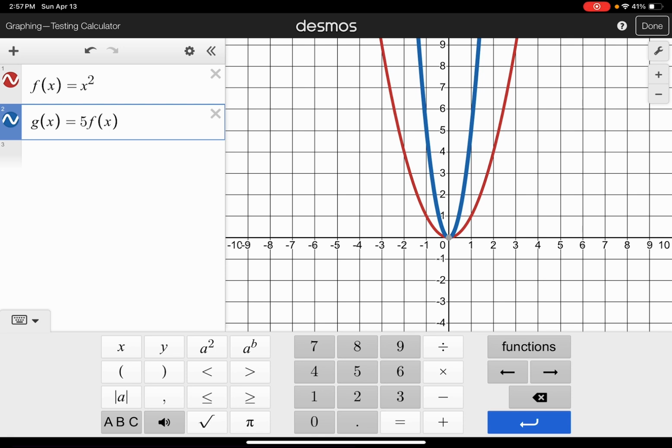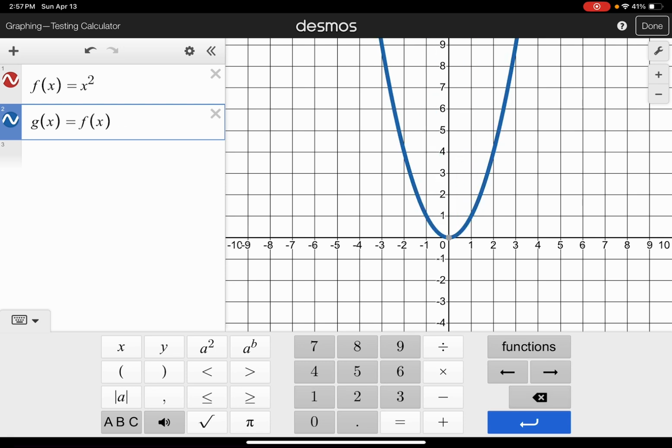So if you look at this picture here, my red graph is my original, but then my blue graph is my transformed graph. So instead of my graph getting wider, which we may think happens because that number is bigger than 1, our graph actually becomes narrower. The bigger the number, the more narrow it gets. So let's do 15, and that's really, really narrow.